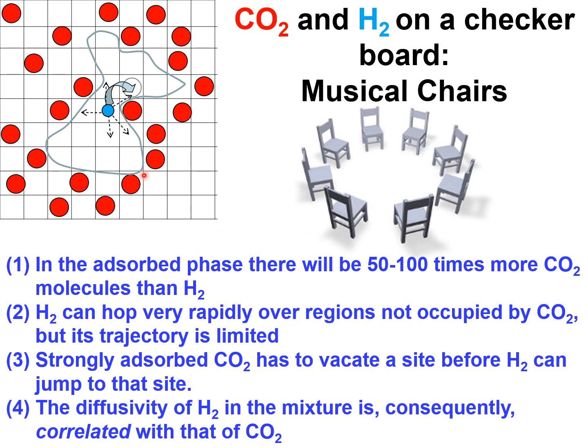Put another way, the mobility of hydrogen is correlated with the mobility of the tardier partner CO2. And the net result is a slowing down of hydrogen in mixtures containing CO2.